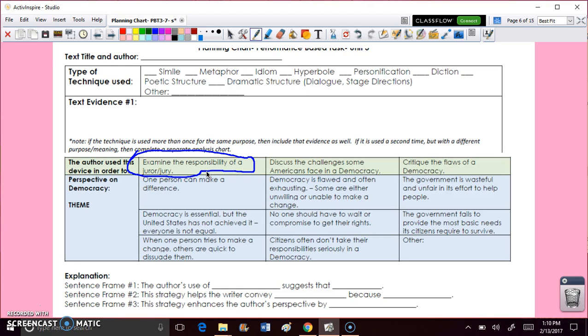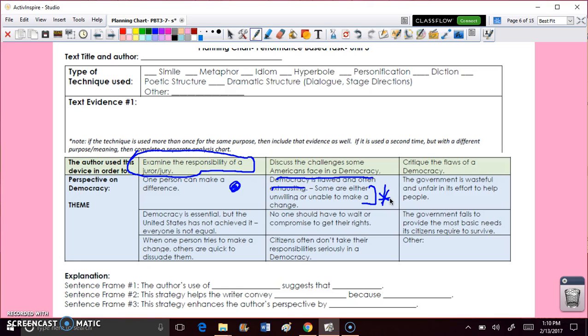Is it that one person can make a difference? Well, yeah, we can definitely see that with the 8th juror. Democracy is flawed and often exhausting. I don't think there's anything about it being exhausting, but that some people are unwilling or unable to make a change. You can definitely see that in 12 Angry Men. The government is wasteful and unfair. No, that's Sarah Holbrook. Democracy is essential, but the U.S. has not achieved it. I don't really see that in 12 Angry Men.